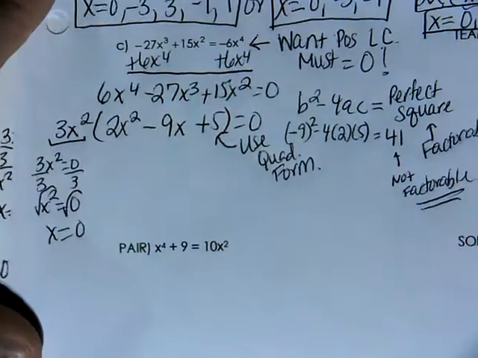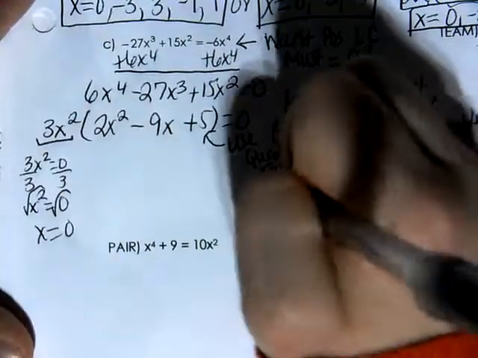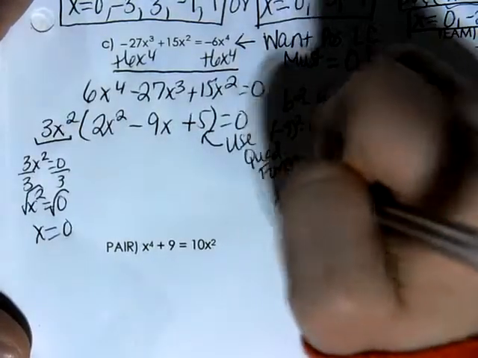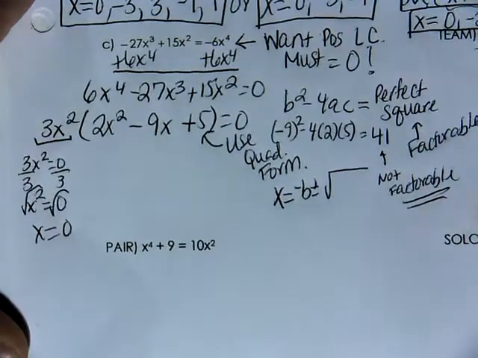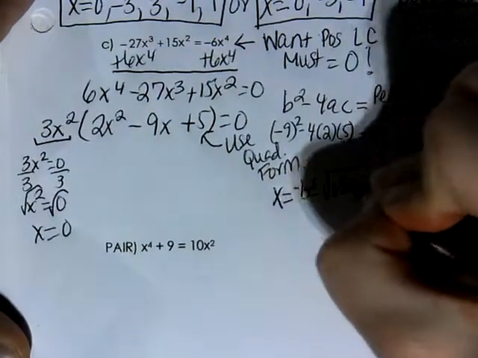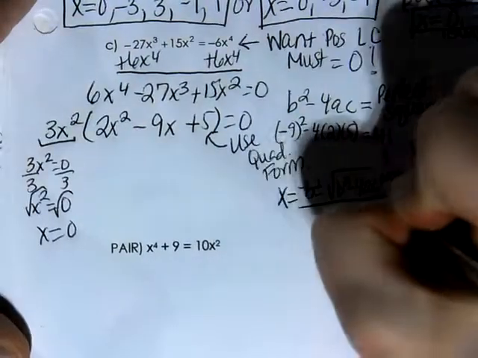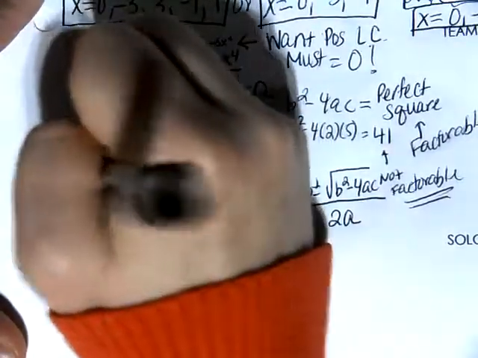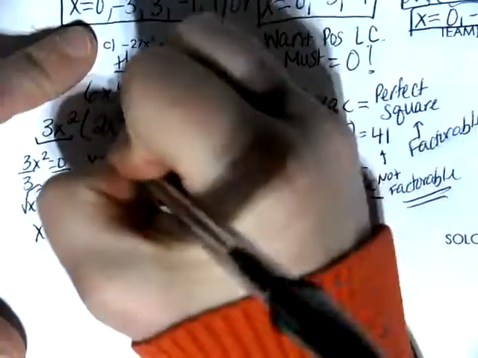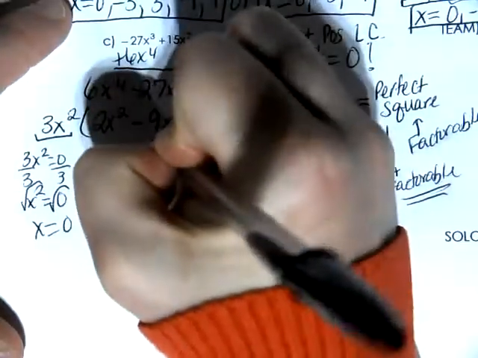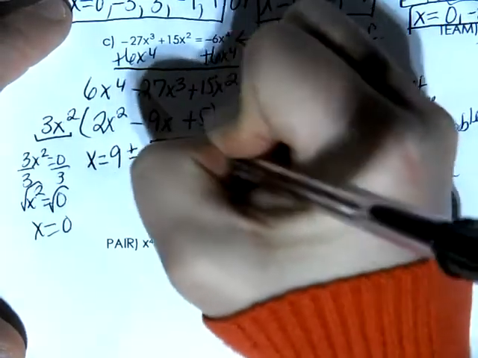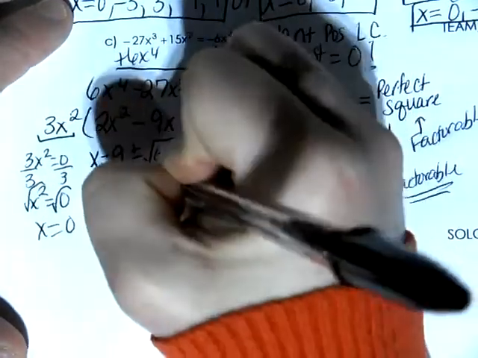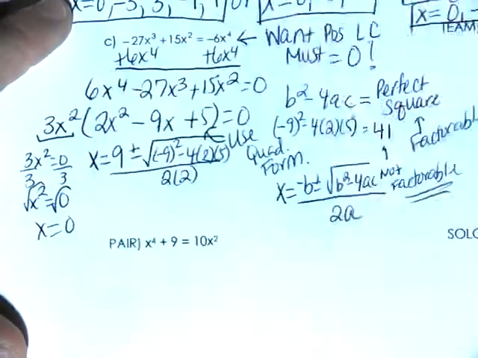Now the quadratic formula, for those of you who may have forgotten it, remember that's x equals the opposite of b plus or minus the square root of b squared minus 4ac, all over 2a. So I'm going to write x equals the opposite of b, which is going to be 9, plus or minus the square root of b squared, so that's negative 9 squared, minus 4 times 2 times 5. This is all over 2 times 2.